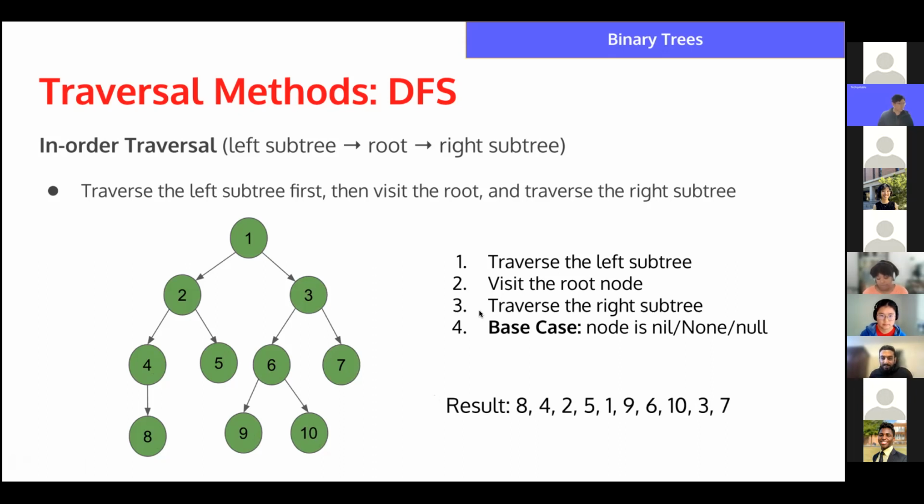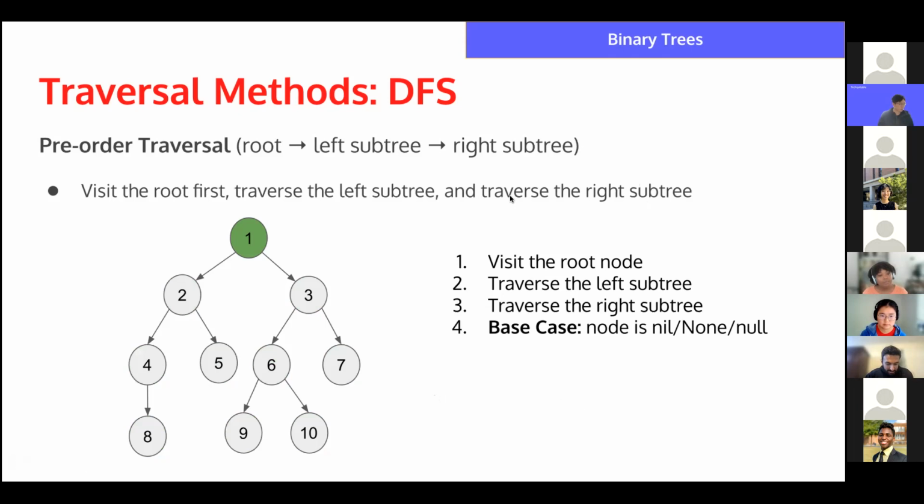For our example of pre-order, I think I jumped ahead here. The only difference here is that we're visiting our root node first, then traversing left, then traversing right. So can someone walk me through what our output might be?